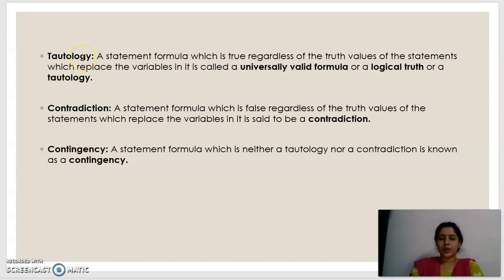Tautology means for all possible truth values the statement is always true. If for all possible truth values the statement is completely false, then we call that a contradiction. If some true values and some false values are there, we call that a contingency.